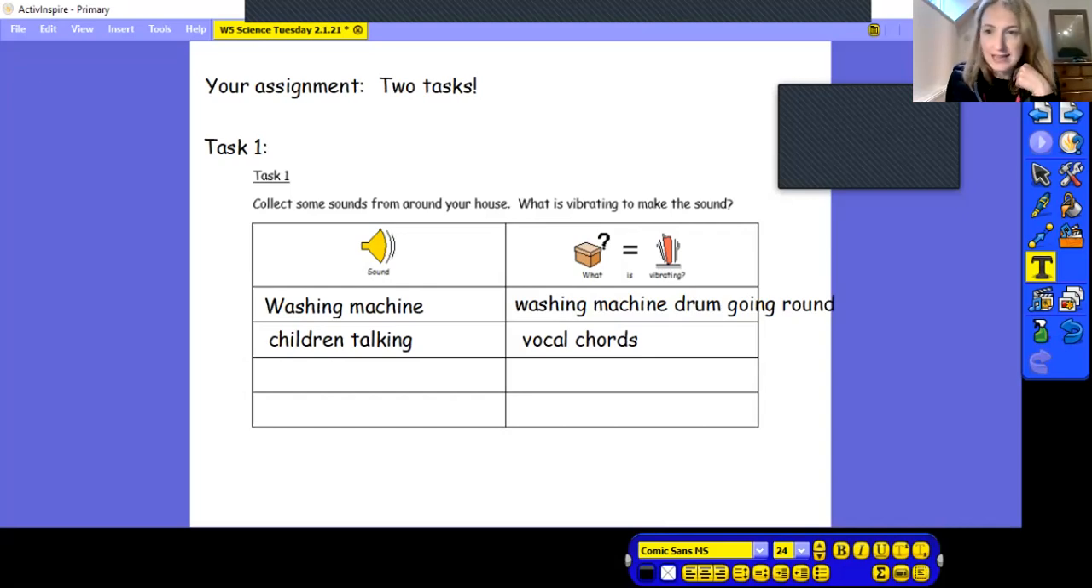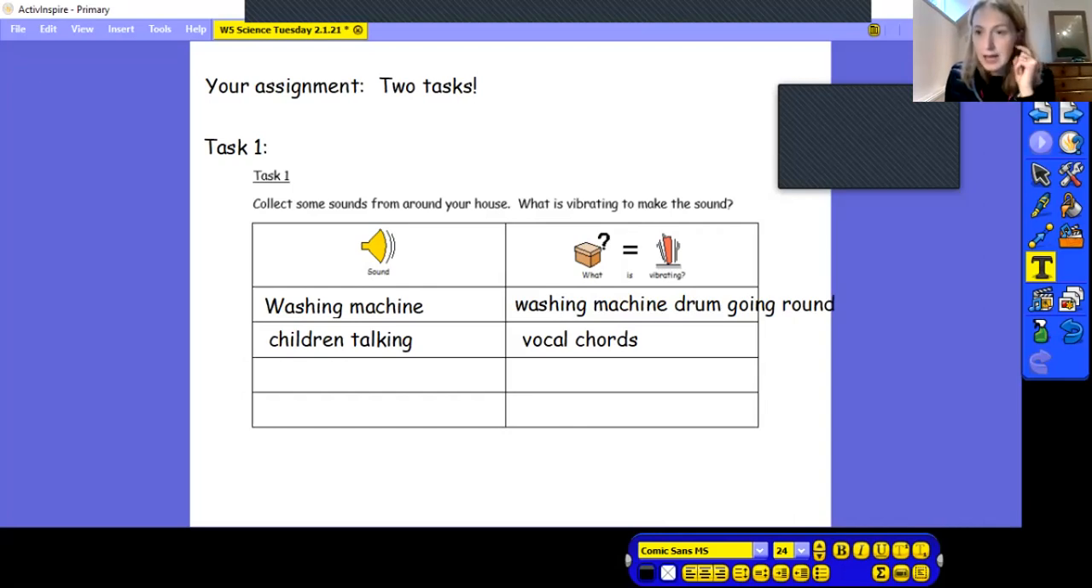Okay, so I want some sounds collecting, so listen carefully. If your house is very quiet, which I would find very unusual, you could maybe try moving around it a little bit and see if you can hear things in different rooms. Sometimes if you go closer to a window, you might hear traffic outside. So think about what's vibrating to make that sound.